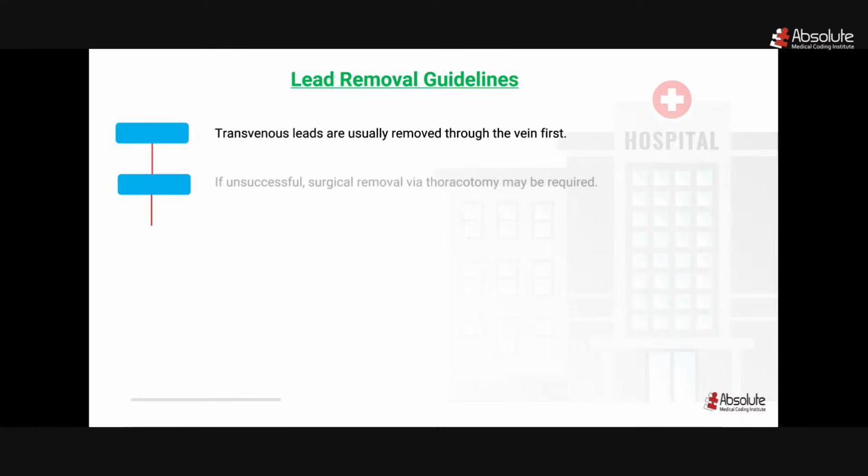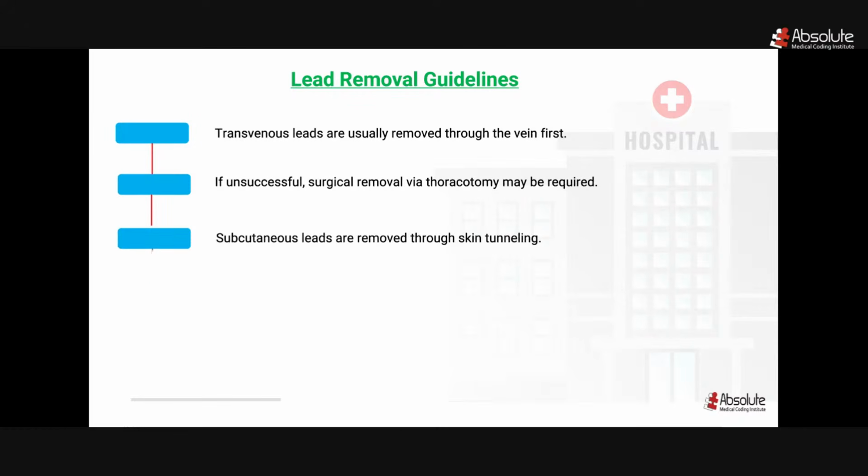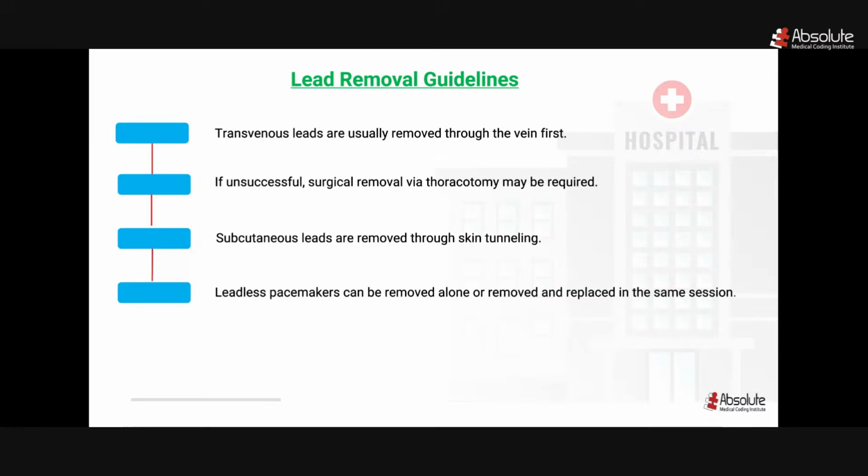Now let's look into some of the general guidelines for the lead removal procedure. Transvenous leads are usually removed through the veins first, and if that procedure is unsuccessful, surgical removal via a thoracotomy may be performed. Subcutaneous leads are removed through skin tunneling. The leadless pacemaker can be removed alone or removed and replaced in the same session as well.